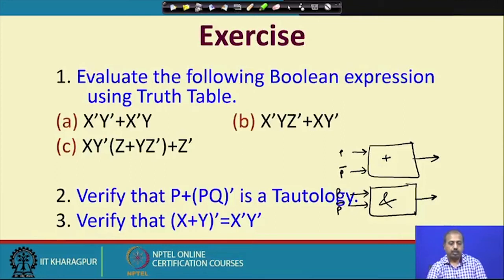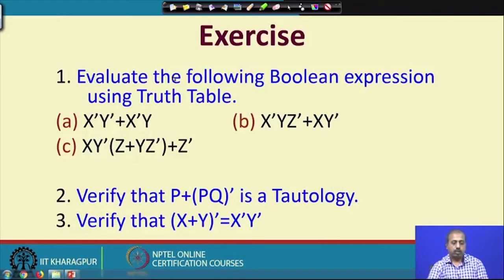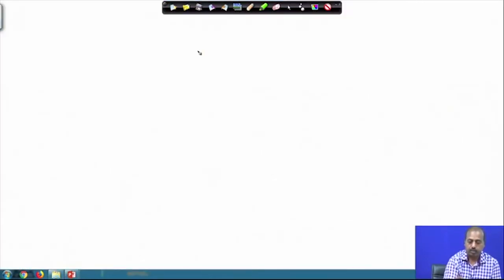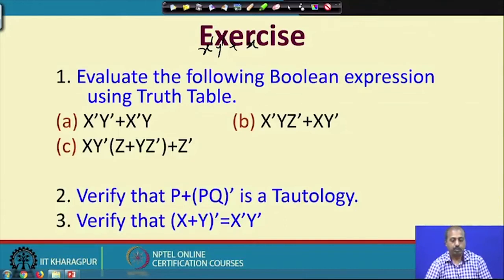Okay. We will try to evaluate some Boolean expression using the truth table, like say x bar y bar plus x bar y. So, what is the value? If we want to get the corresponding truth table, we have to proceed like this. Let us take a new page and do that. So, it is x bar y bar plus x bar y.